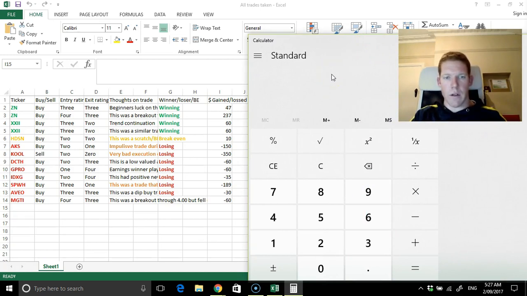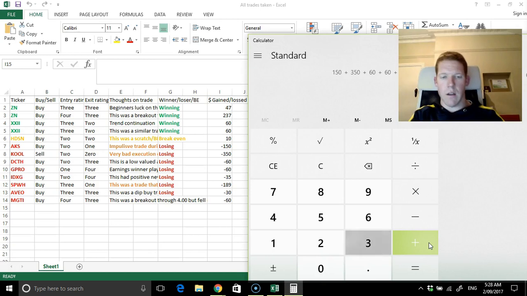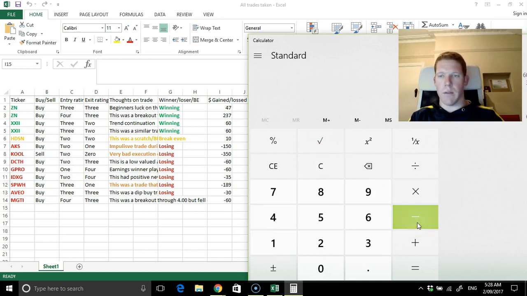All right, so we've got 47 plus 237 plus 60 plus 10. $414. Okay, so I've got 150 plus 3 plus 60 again. Hey, popular number. In the wrong way though. 35. 189. Look, I was better than this. That was a shitty trade. 189. 30. And plus 60, really just to, all right, 934 minus 414, 520.